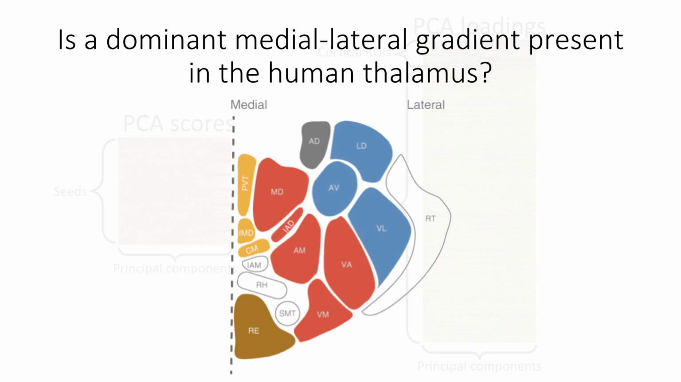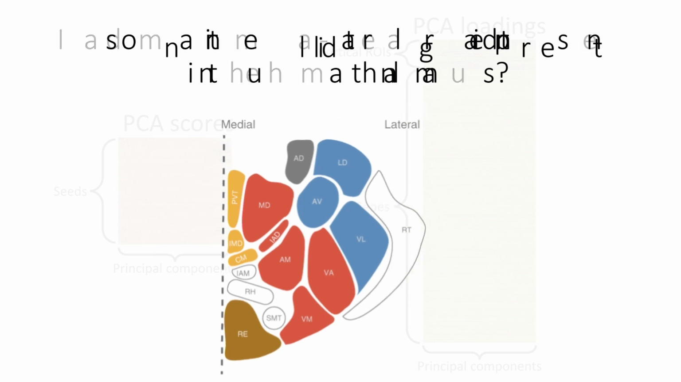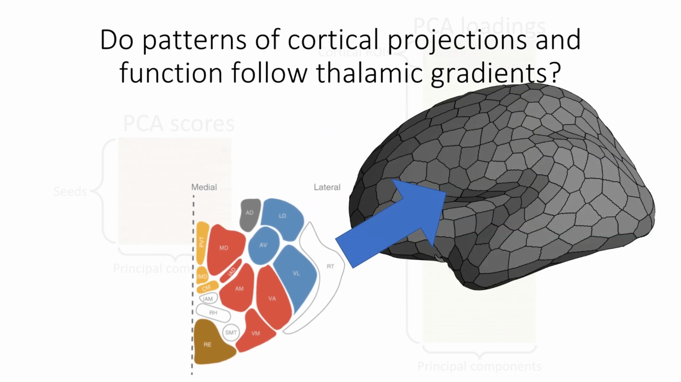Firstly, does the dominant axis of variation map onto a medial-lateral thalamic gradient, like that in the mouse? And secondly, if this gradient exists, what pattern of cortical projections emerge from it, and is this pattern associated with cortical function?